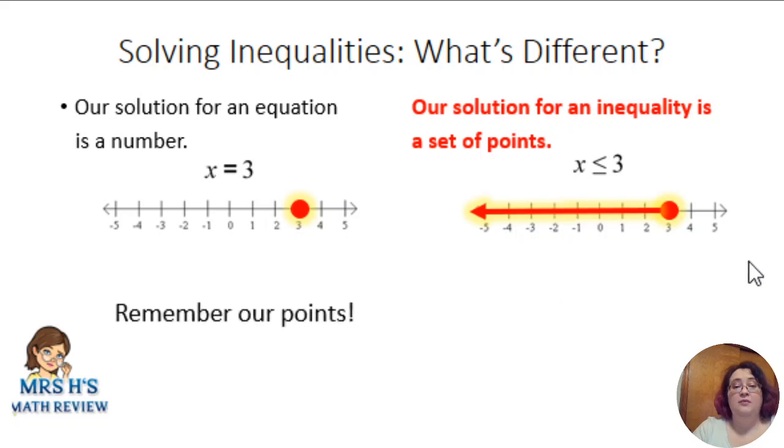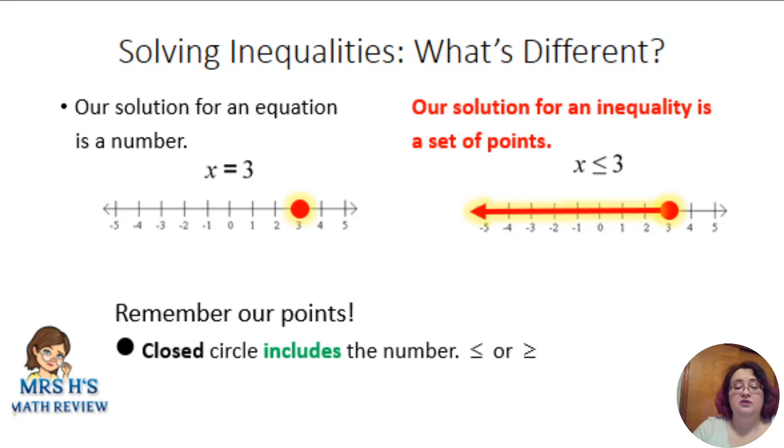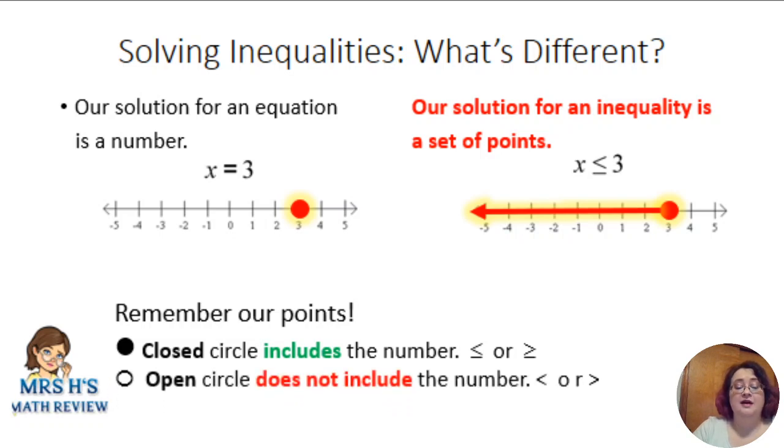Now, remember our points. When we are doing an inequality on a number line, a closed circle includes the number. So that's less than or equal to or greater than or equal to. An open circle does not include the number. So if it had said x was less than 3, I would have an open circle because 3 doesn't count as a solution.